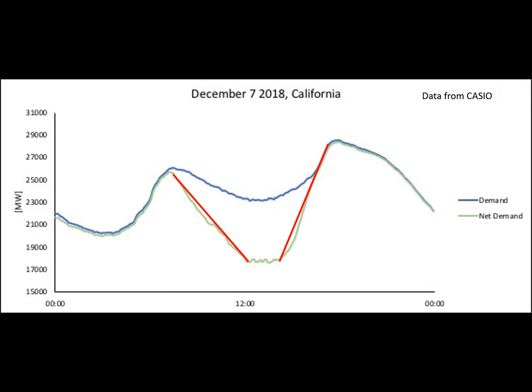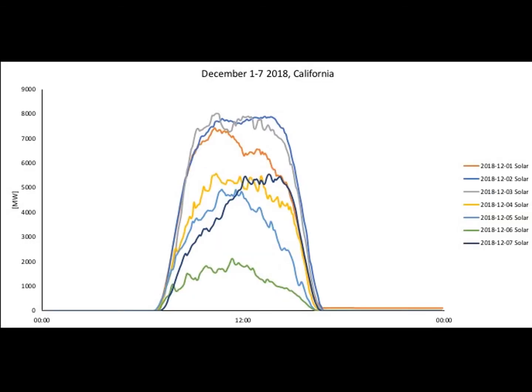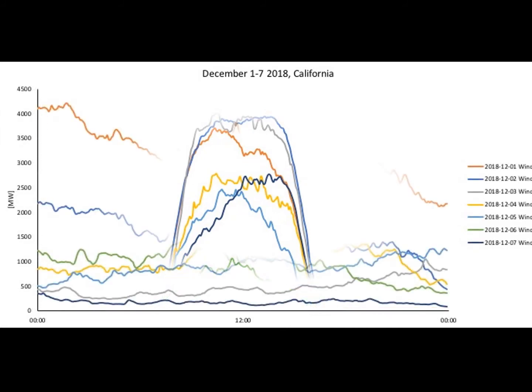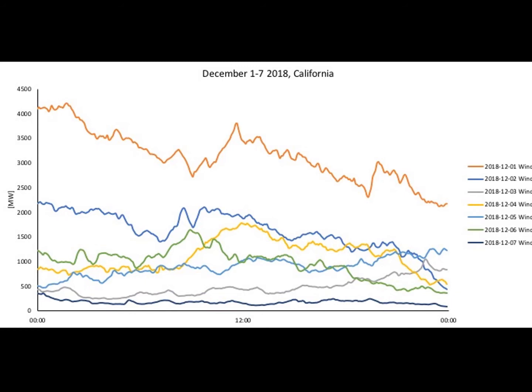Let's expand our view over time a little bit. This is the solar production for 7 consecutive days in California. The magnitude of solar production can change a lot from one day to the next. This makes it a little difficult to predict how much other generators need to be ramped up or down. Now let's look at the same 7 days, but this time with wind production. As you can see, the duration and magnitude of wind generation can be wildly unpredictable. This throws a bit of a wrench in demand forecasting.